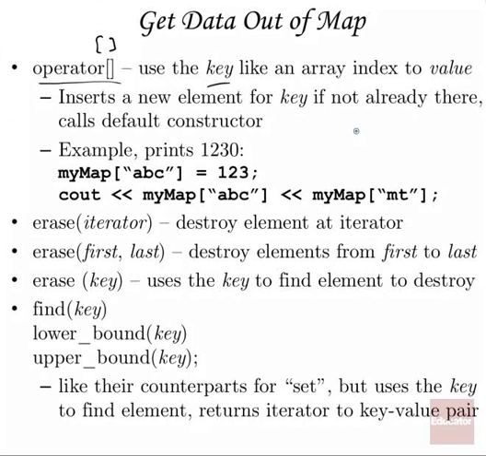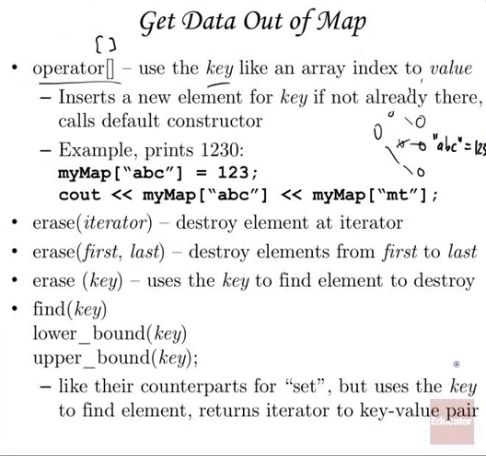So here's something that will print 1, 2, 3, 0. So we have my map, which is a string map. It's a string key and an integer value map. So we say my map ABC equals 1, 2, 3. So now in your binary tree, it has constructed ABC and set the value to 1, 2, 3.